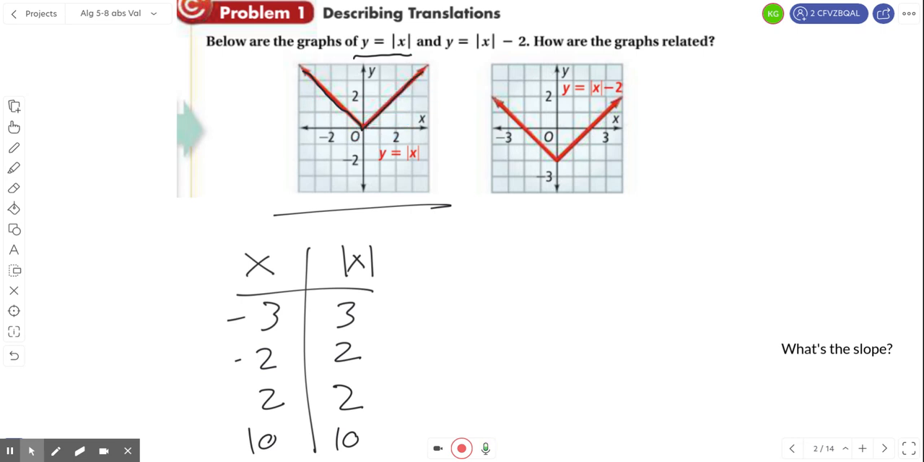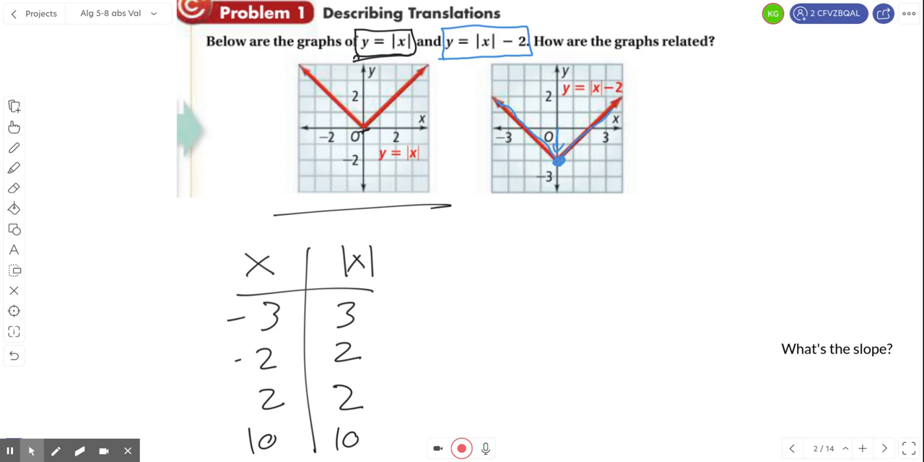It kind of looks like it comes down and bounces off the x-axis and then goes back up. And that is the most basic absolute value function of just y equals the absolute value of x. Now, on the right, we have y equals the absolute value of x minus 2. And you'll notice the graph looks the same. It's the same shape. But now it's moved down.